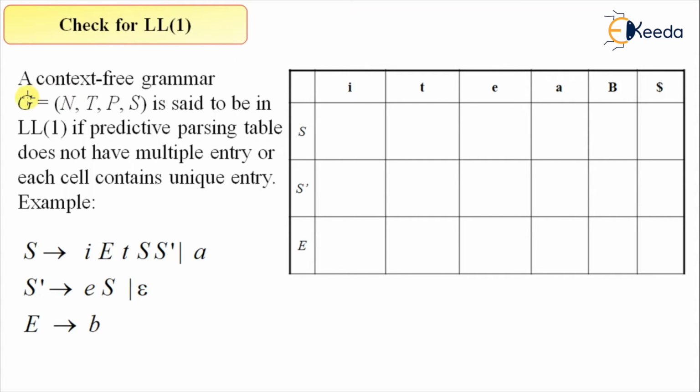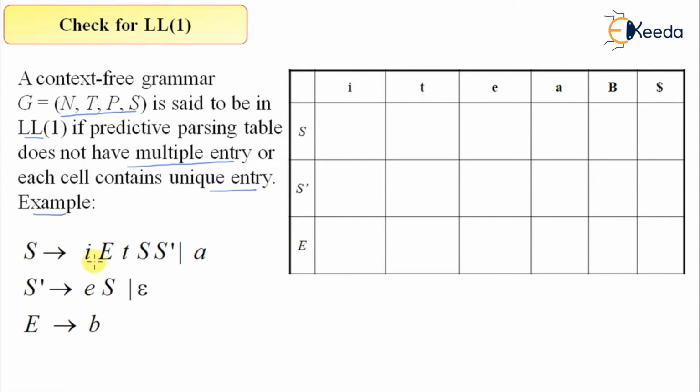By definition, a context-free grammar G (N, T, P, S: non-terminals, terminals, production rules, start symbol) is said to be LL1 if the predictive parsing table does not have multiple entries, that is, each cell contains a unique entry. That is the condition, and in the previous lectures, whatever tables we have constructed, all of them have a single entry.